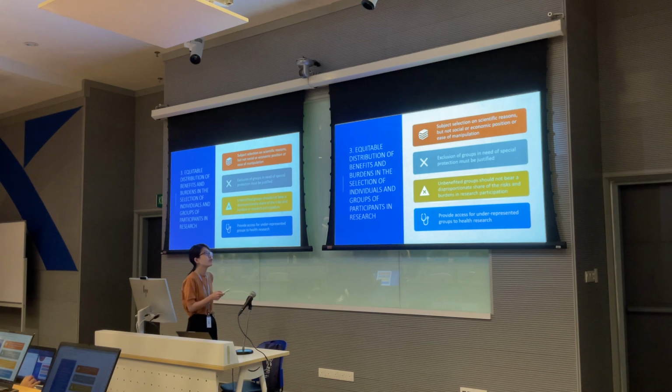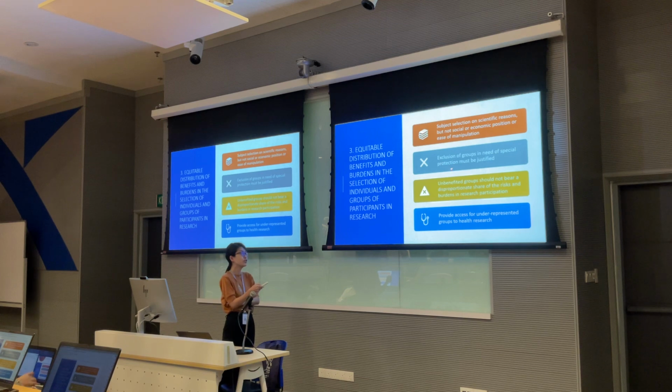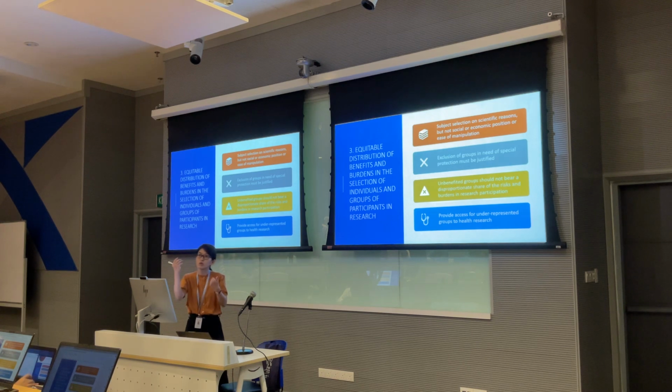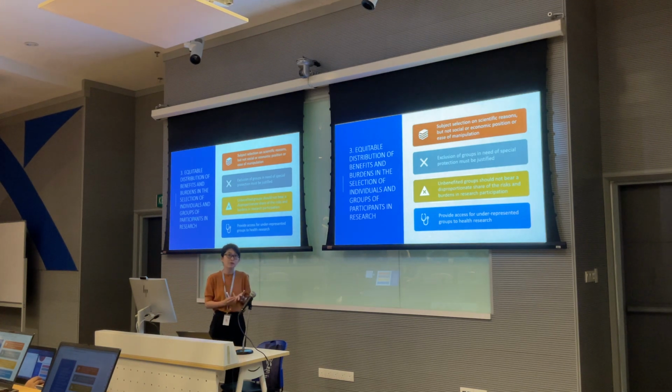Next, we have the exclusion of groups in need of special protection, which may be justified. Usually we recruit participants randomly, right? We will include adults first, and then we will recruit some elderly, the older generations, and then we will recruit some children and pregnant women as well.